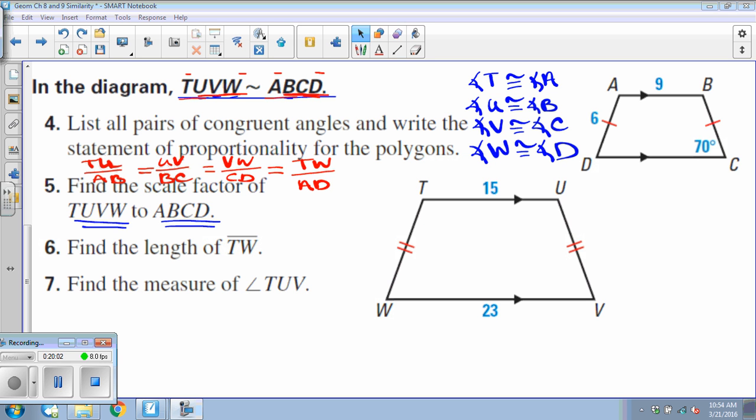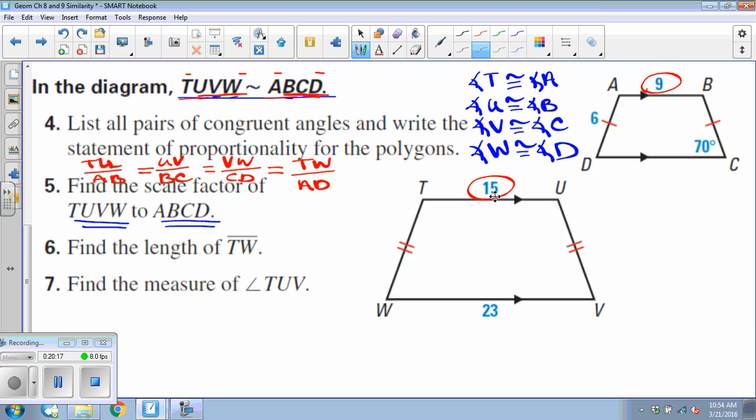Number 5 says find the scale factor of TUVW to ABCD. So you need to find two corresponding parts to compare. TUVW, that's the bigger one. I see that this and that are corresponding parts, right? They're the only two sides that I know. I can't use 23 because I don't know what this corresponding part is. And so it's the bigger one to the smaller one.